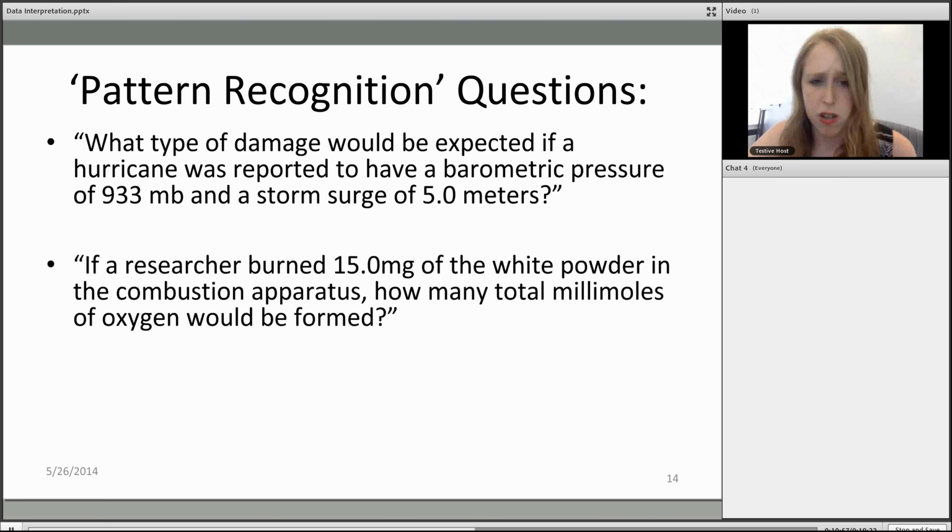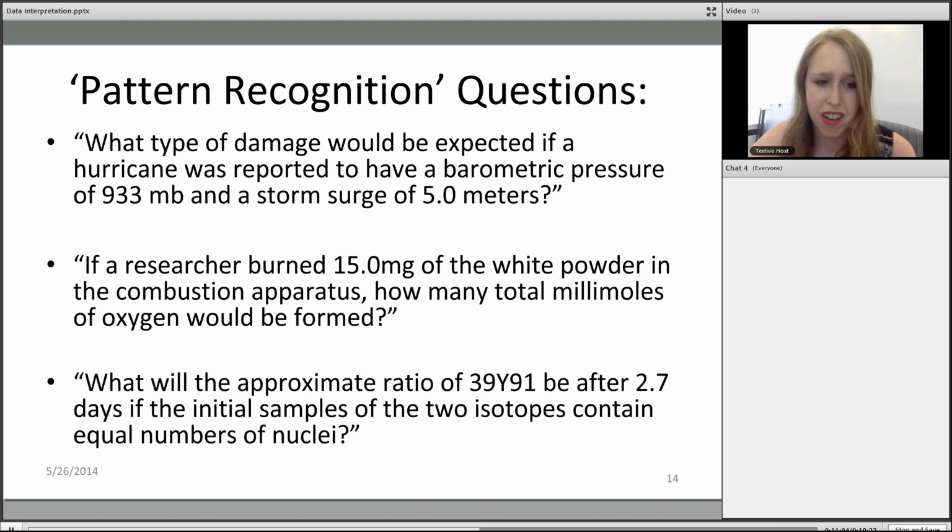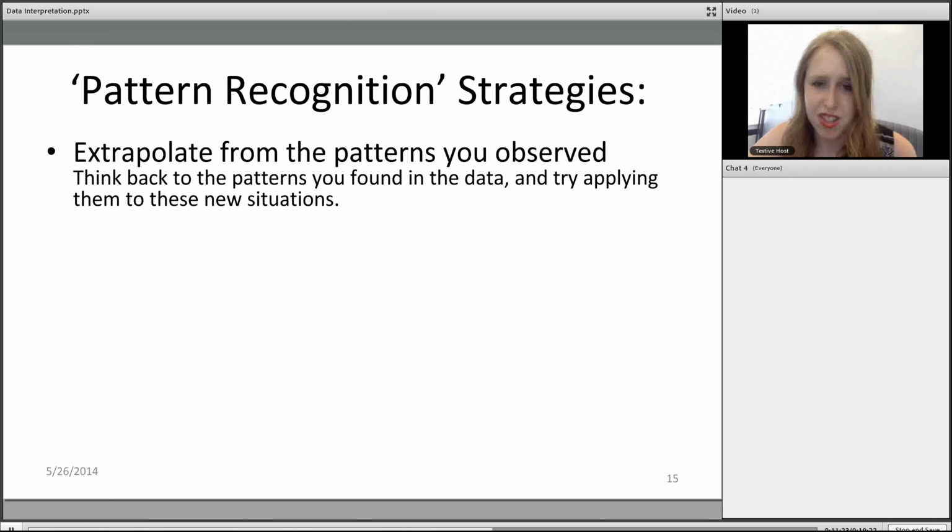Or if a researcher burned 15.0 milligrams of the white powder in the combustion apparatus, how many total millimoles of oxygen would be formed? Or what will the approximate ratio of 39Y91 be after 2.7 days if the initial samples of the two isotopes contain equal numbers of nuclei? So these are just going to be based on patterns. You won't have to bring these numbers out of thin air. Some strategies. As I said before, you want to extrapolate from the patterns you observed. So think back to those patterns you found in the data and try applying them to these new situations.